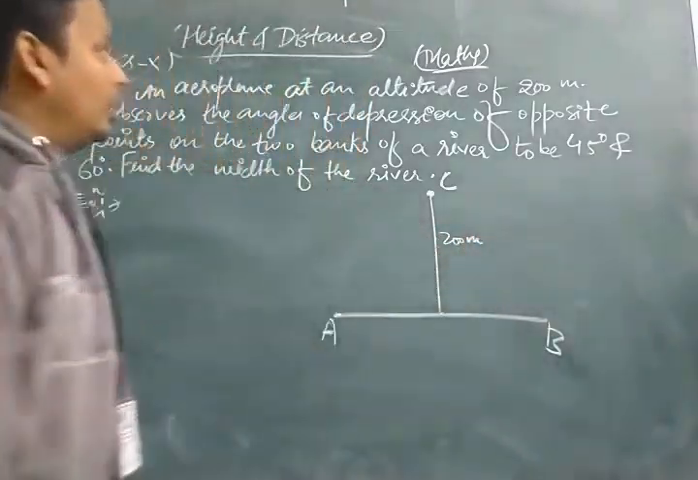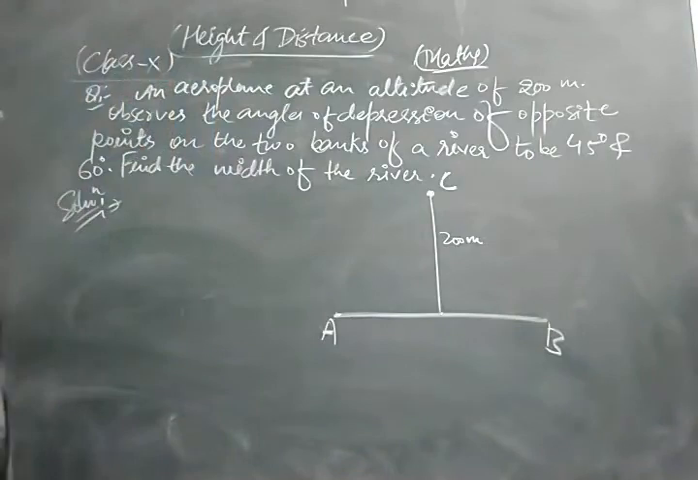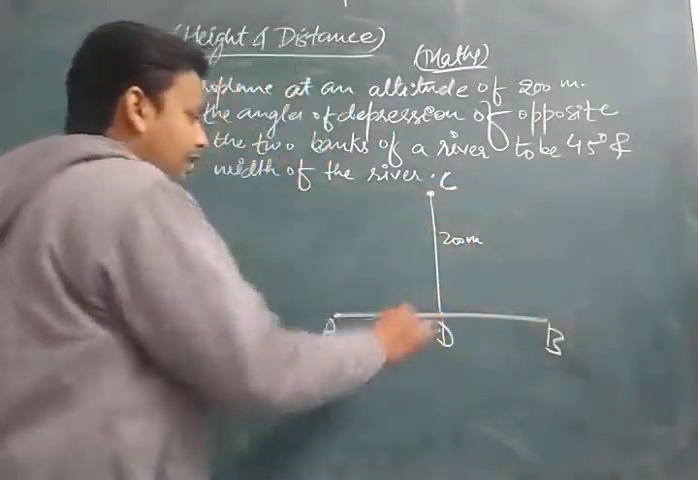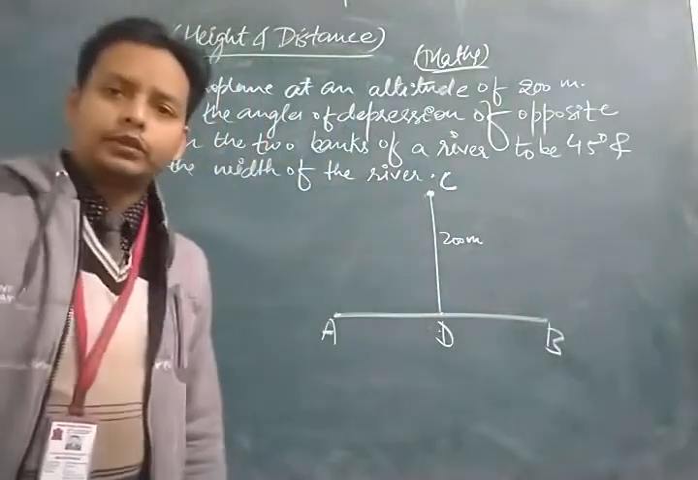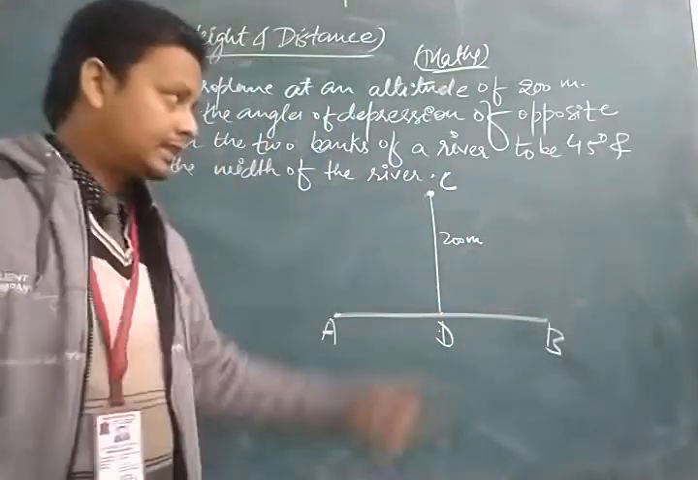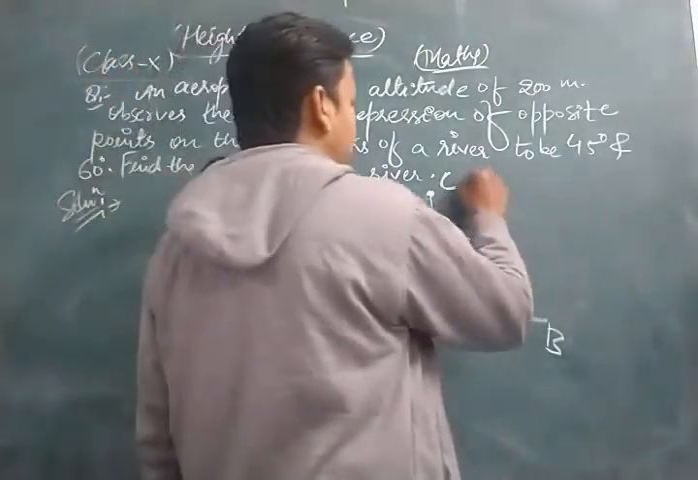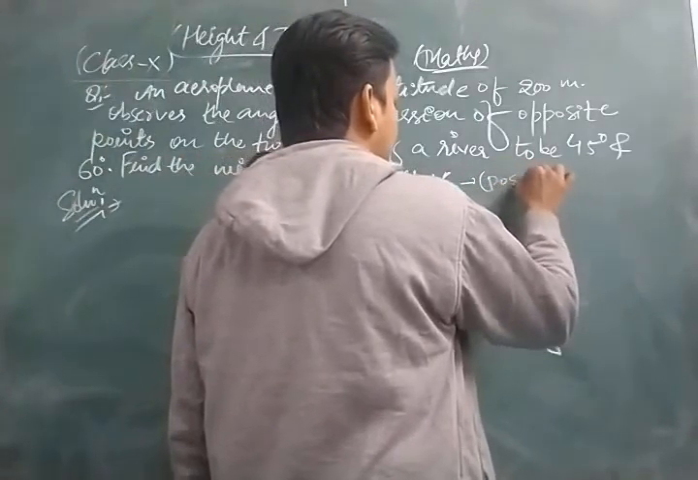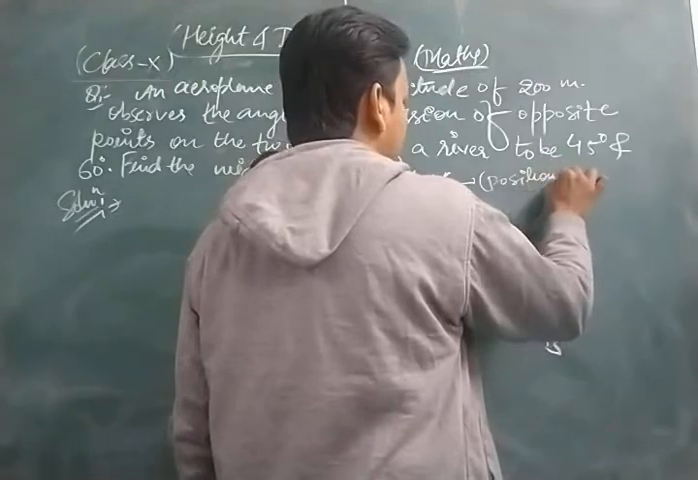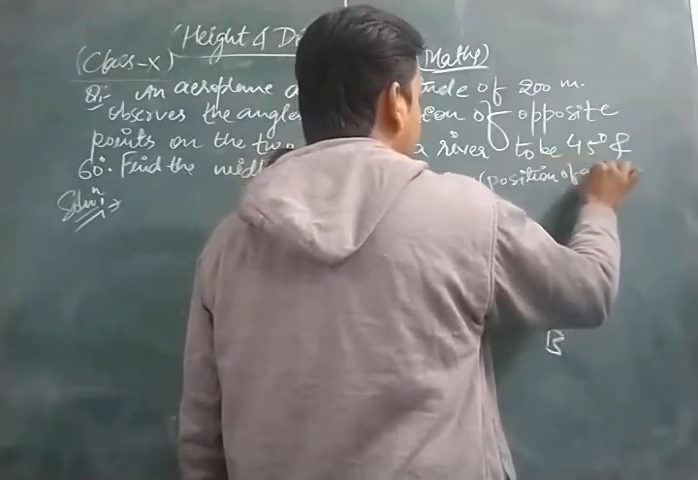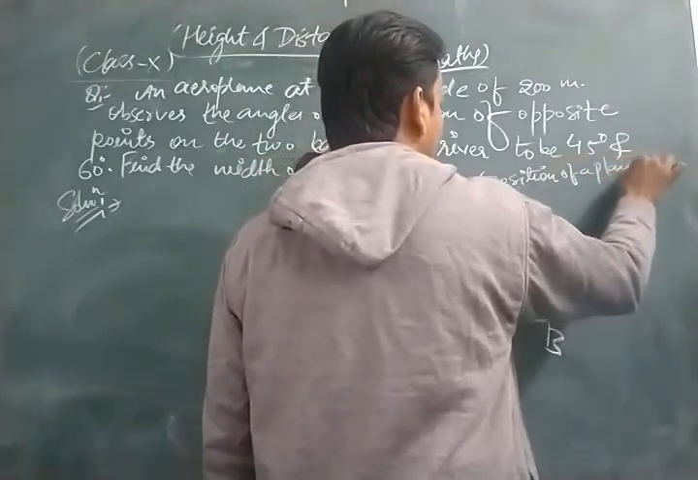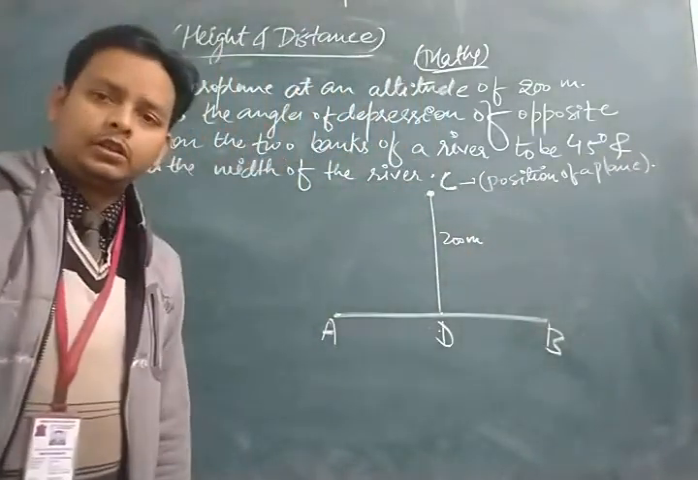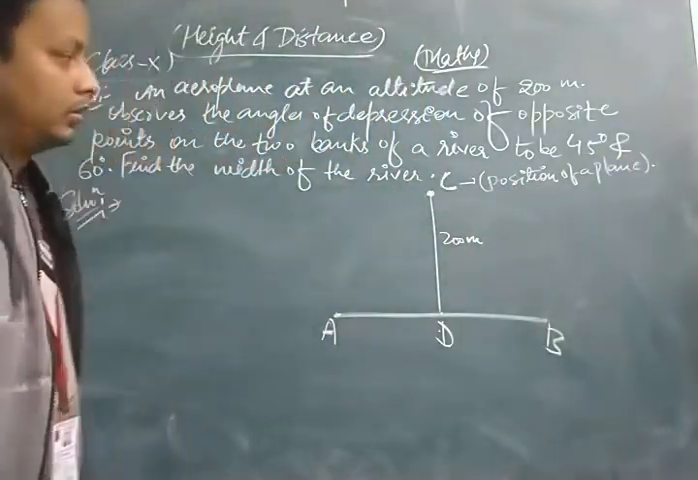Now look. So an aeroplane at an altitude C. A, B, C, let's see. C is the altitude of the plane. This C is the position of the plane. Okay, dear students. Now look.